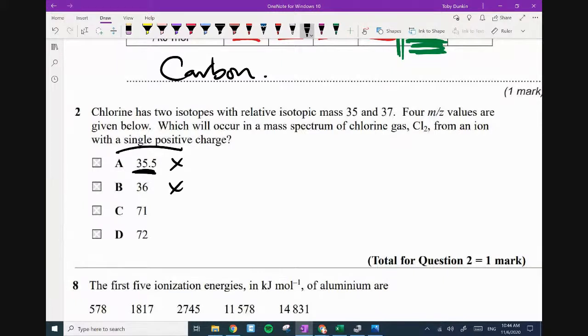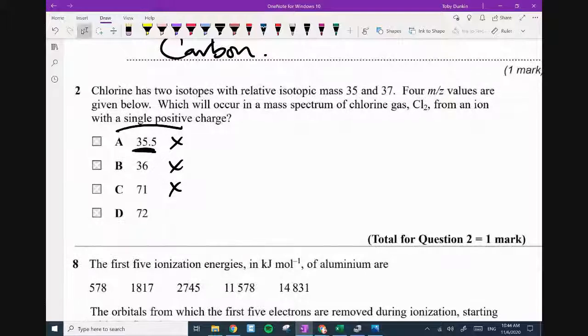35 plus 35, 35 is 70. Nope, can't get that. If I do 35 plus 37, that's 72. You can't get 71. Can't. 72, you definitely can get.